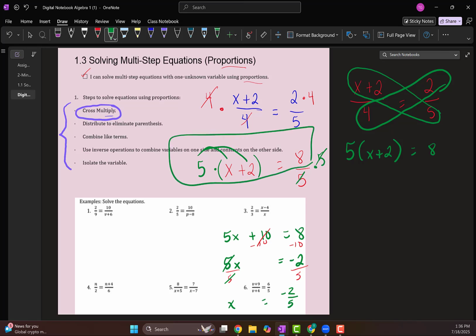We're not going to finish the steps because we've already finished the steps. You distribute the 5 and you get 5x plus 10 equals 8. And then go through the same process. You'll end up getting -2/5. So that first step, cross multiply, that is what's new. You'll notice the next step is distribute, combining like terms, use inverse operations, isolate the variable. These last 4 steps we've done in all the other lessons. So really we're just focusing on a new skill, and that's cross multiplication. The next video will go through the examples.